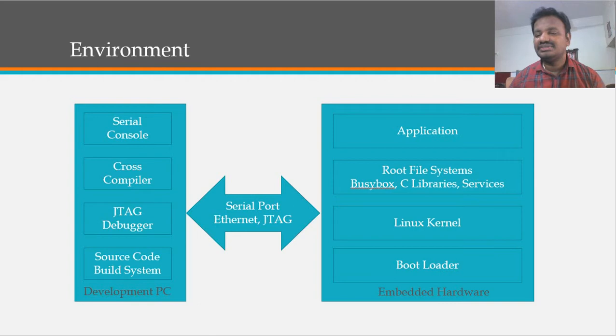For example, if you are using ARM based embedded hardware, and the development PC is a Core i3, x86 based, there is an architecture difference. We are doing the development on x86 and running our outputs on the ARM platform. That is done by the cross compiler. The cross compiler will run on the x86 platform, and it will generate the output for the ARM platform. That is the cross compiler.